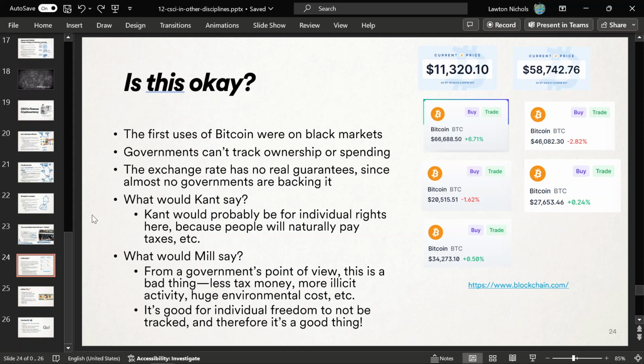But then, if you ask a utilitarian, what would they say? You have to weigh your options, right? What gives you the most utility? I guess if you're a government, you probably hate cryptocurrency.